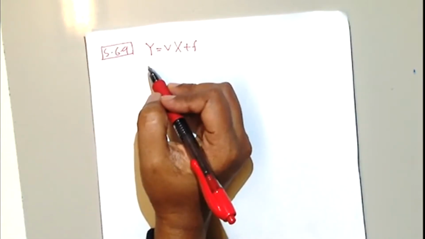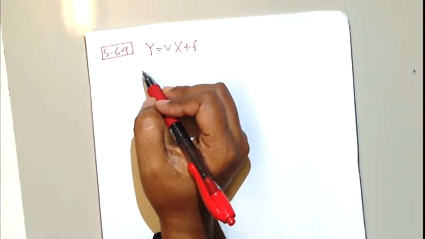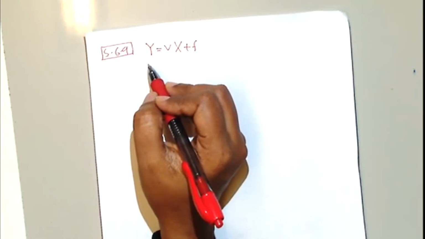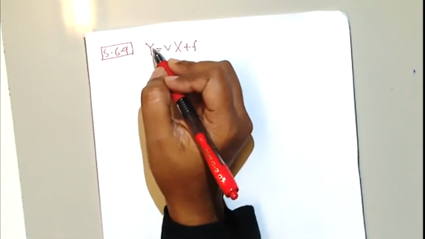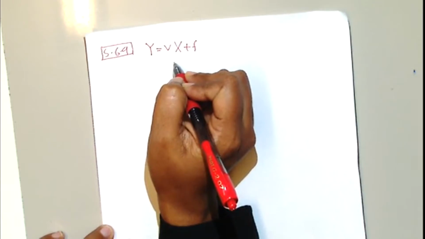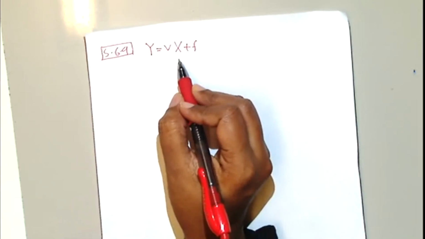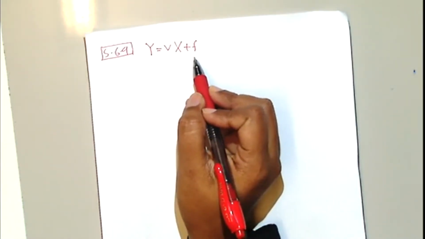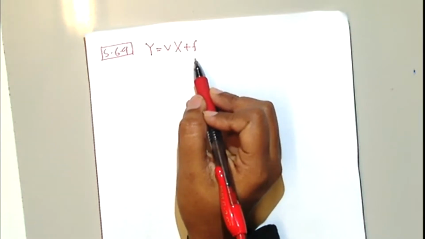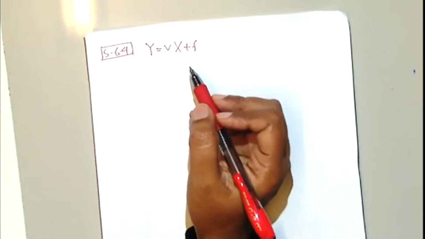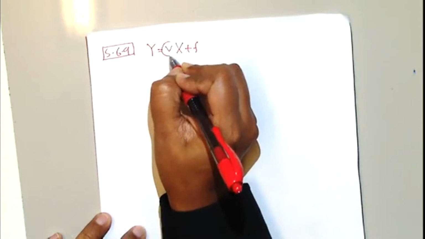Now let's see. Gianna, Y stands for? Y means what? Total cost. V means? Variable cost per unit. X is? X means what? Yes, Kyle. Number of units. F means? Fixed cost. Jason, good. So first we will figure out what is our V.